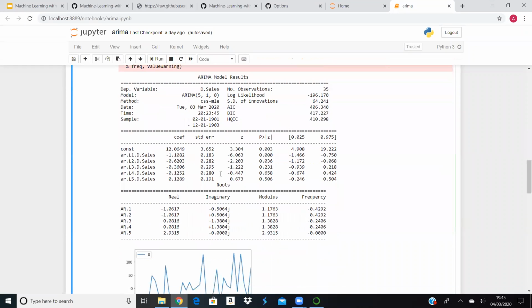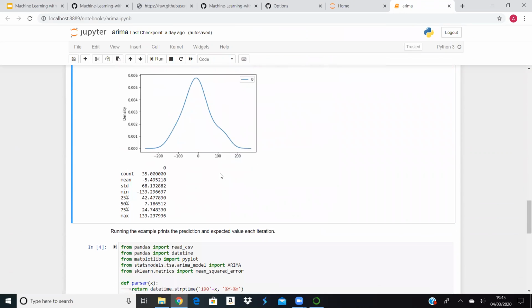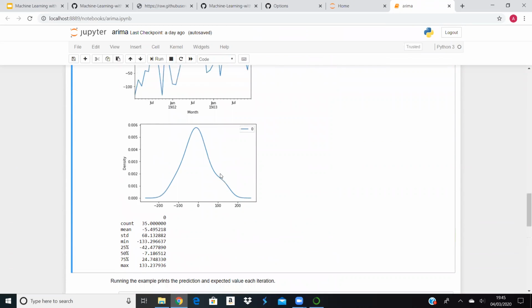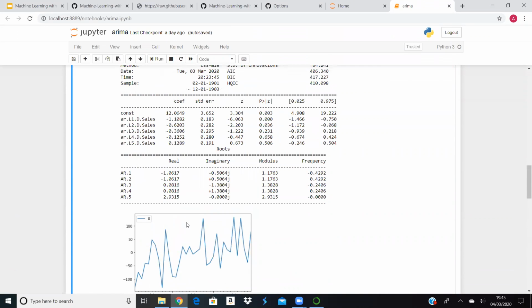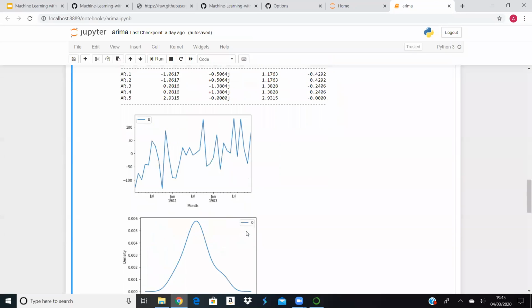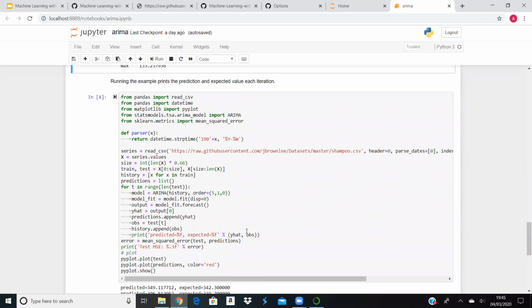So this is the result that we are getting from the ARIMA model. These are the residuals, these are the errors actually: the error between the expected value and the actual value. And the next step is actually the prediction. Here we are again using train and test and finding the predicted value.